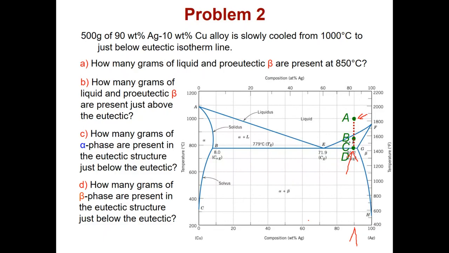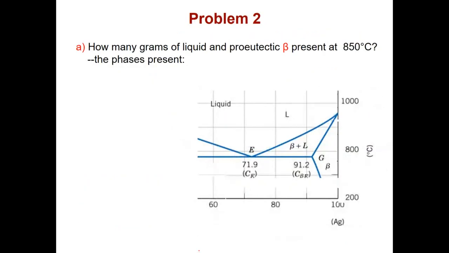In doing this, we want to see, in A, how many grams of liquid and proeutectic beta are present at 850 degrees C. Where is 850 degrees C? Point B. If we project it to the vertical axis on the left, that's where it is. So it comes to 850. We want to see how many grams of liquid and proeutectic beta we will have at this temperature. Let's move on to the next slide.